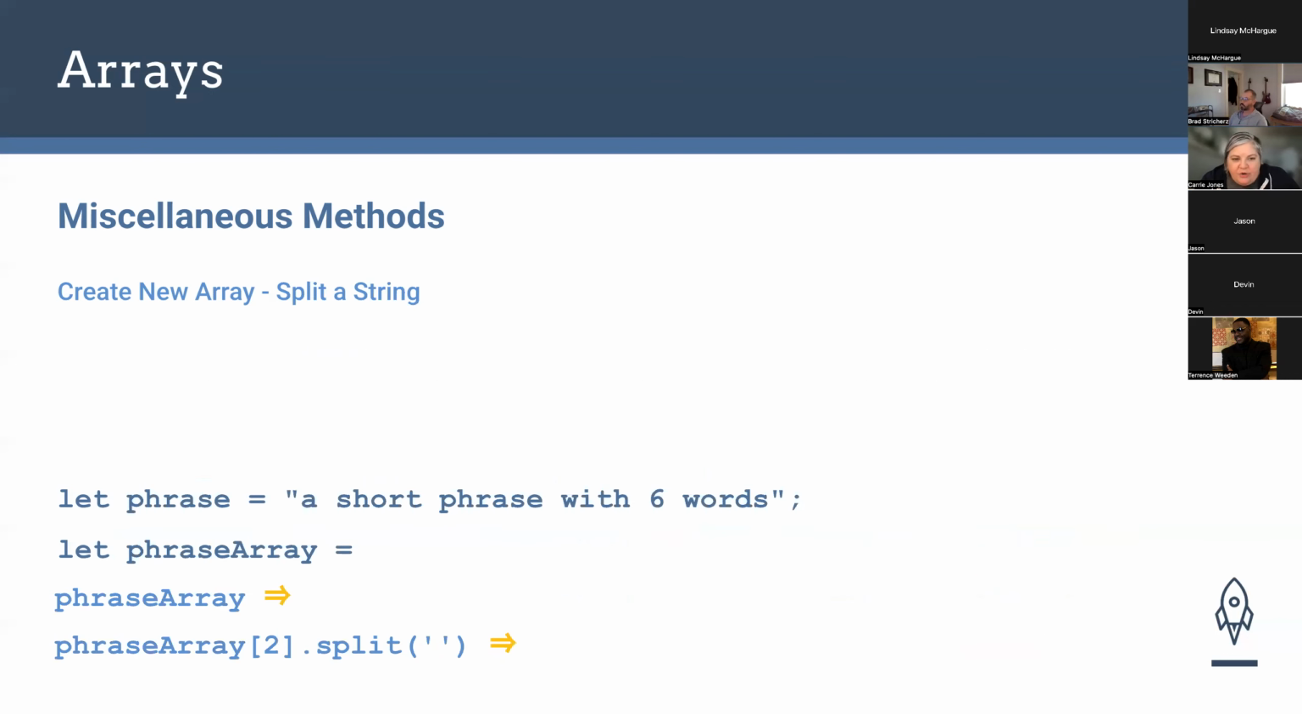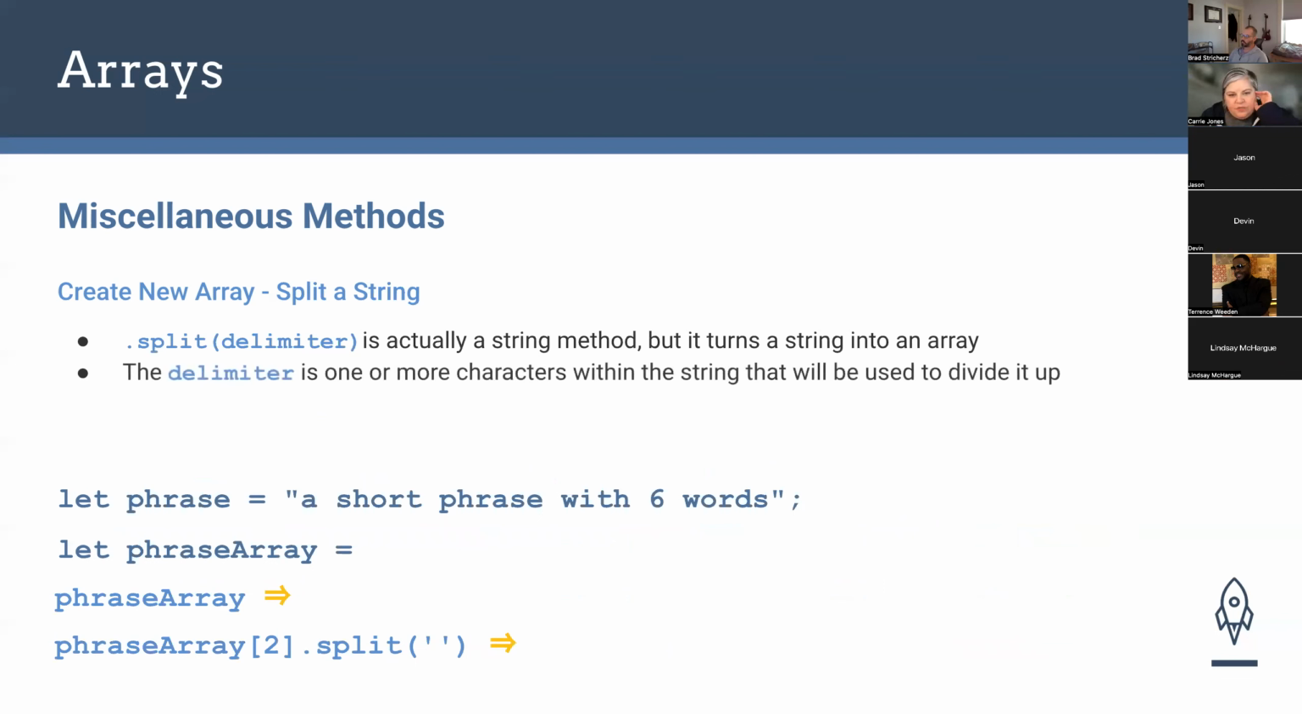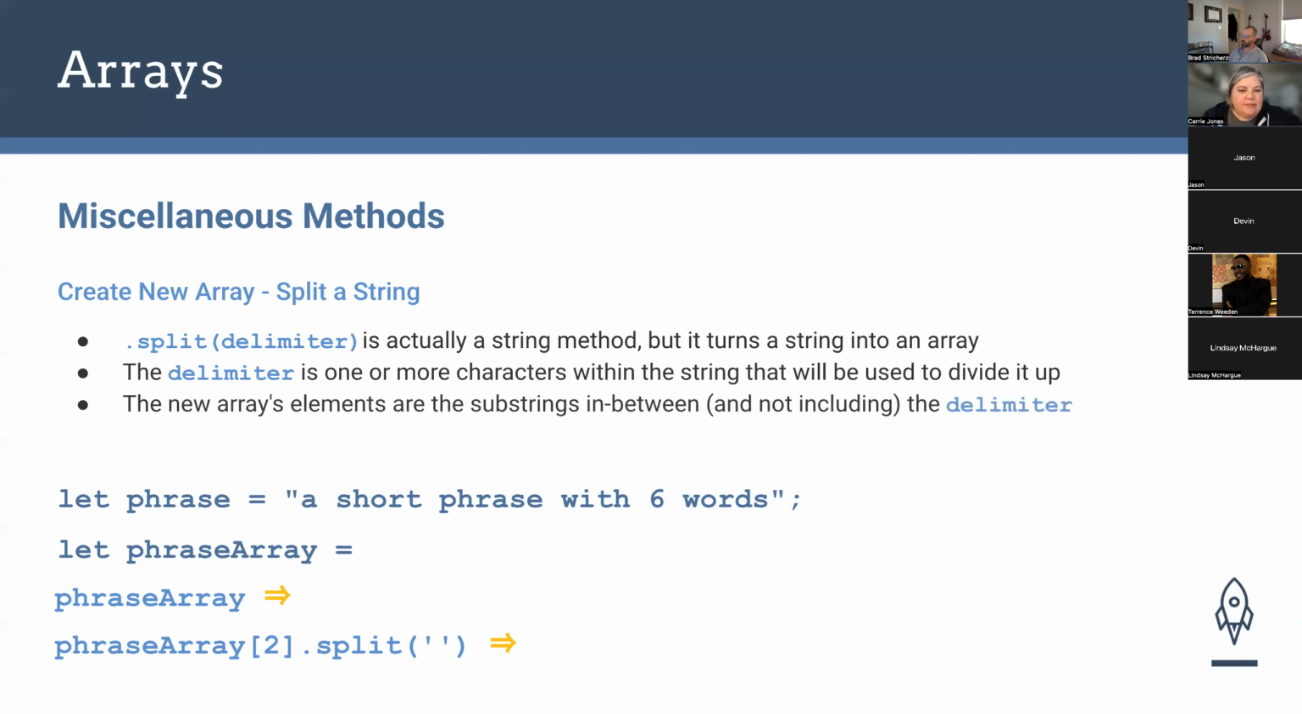Okay, so another way to create a new array is to split a string. And with split, you give it a delimiter, which means the character or characters that you want to use to divide it up. You can kind of think of them as the split points. This is a string method, but you turn a string into an array. So the new array's elements are the substrings that are in between, but not including, the delimiter. So we've got this example here. Oh, okay, hold on. We got one more bullet point.